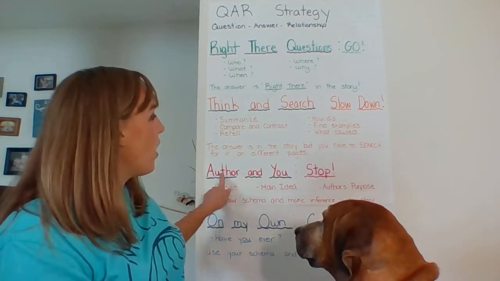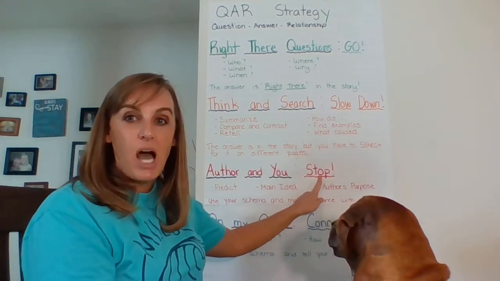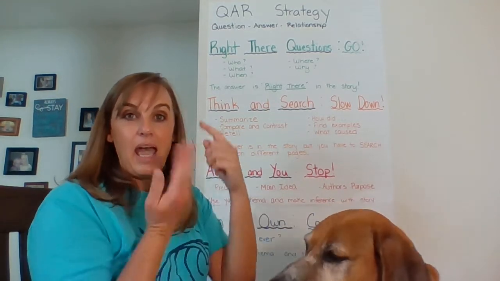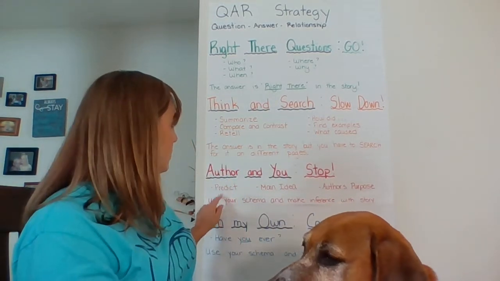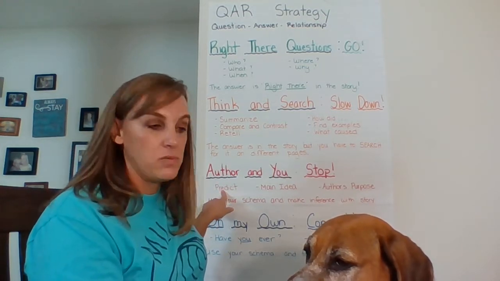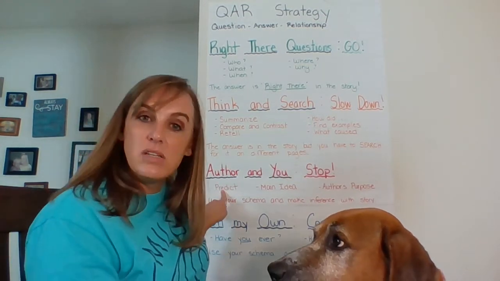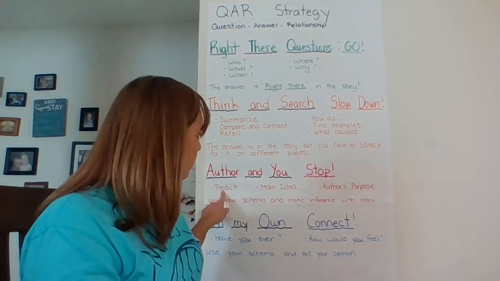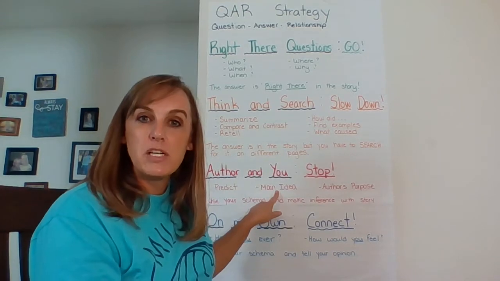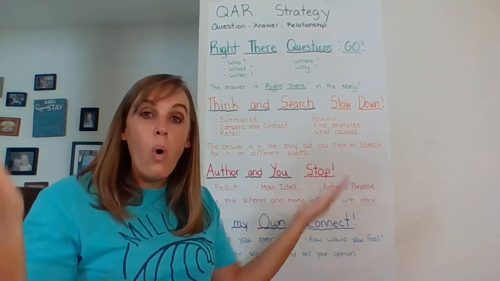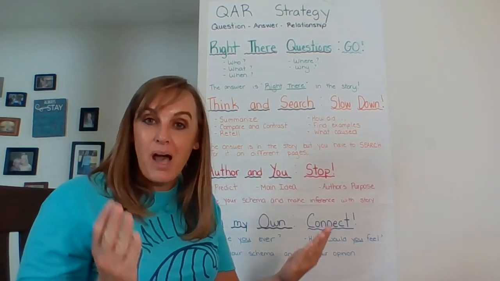All right, so author and you is a stop. We're going to stop and think and look deeper. So this would be like our predicting. We predicted when we read Edward and Edwina. We looked at the pictures and said, we think this is going to happen. It also might be where it shows the main idea. Main idea means what's the whole story about.